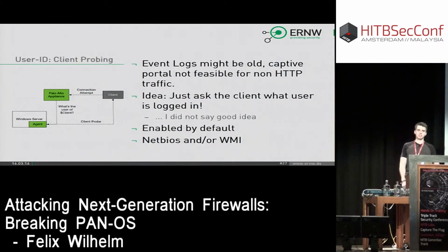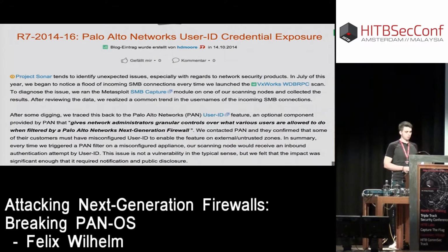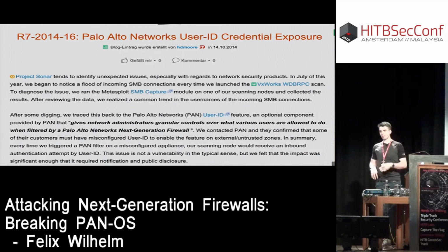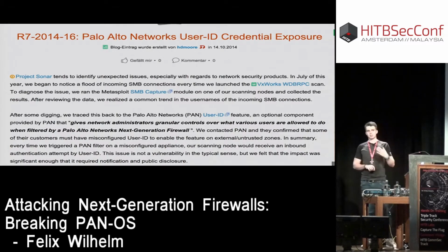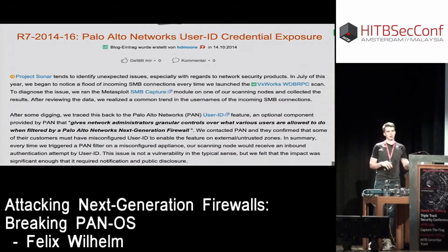And when I started researching this feature, I found a really interesting blog post by H.D. Moore from Rapid7, where they did an internet-wide scan for their project Sonar. Then they realized, strange, there are a lot of people making connections to our scanning server. And SMB connections, so if you are familiar with SMB in any way, you see password hashes if someone connects to you. So they tried to find out why this was happening, and basically this was a misconfiguration of the user ID feature on a lot of firewalls.